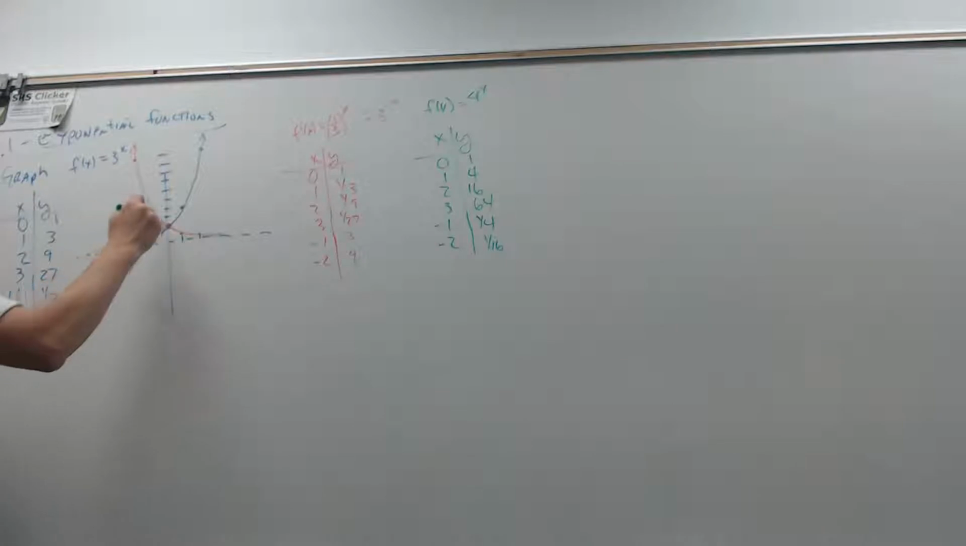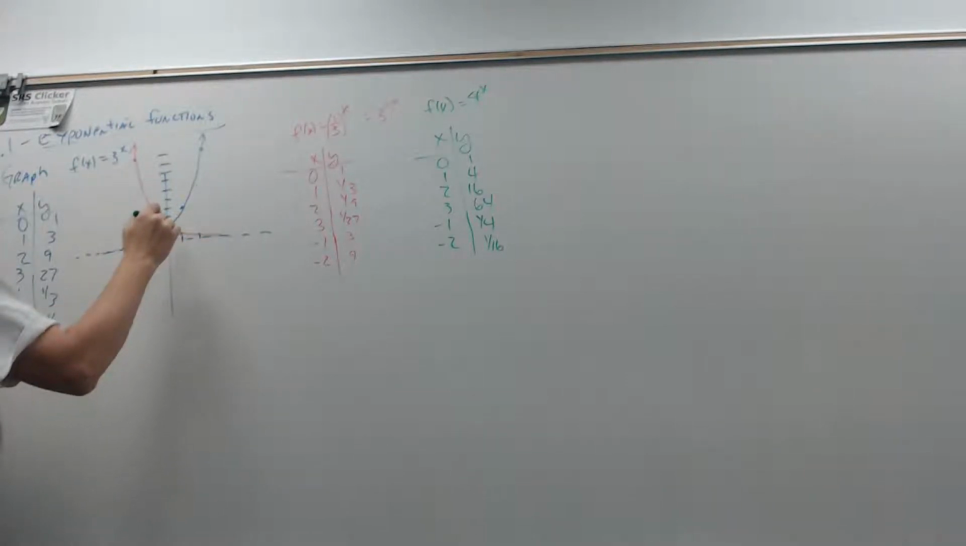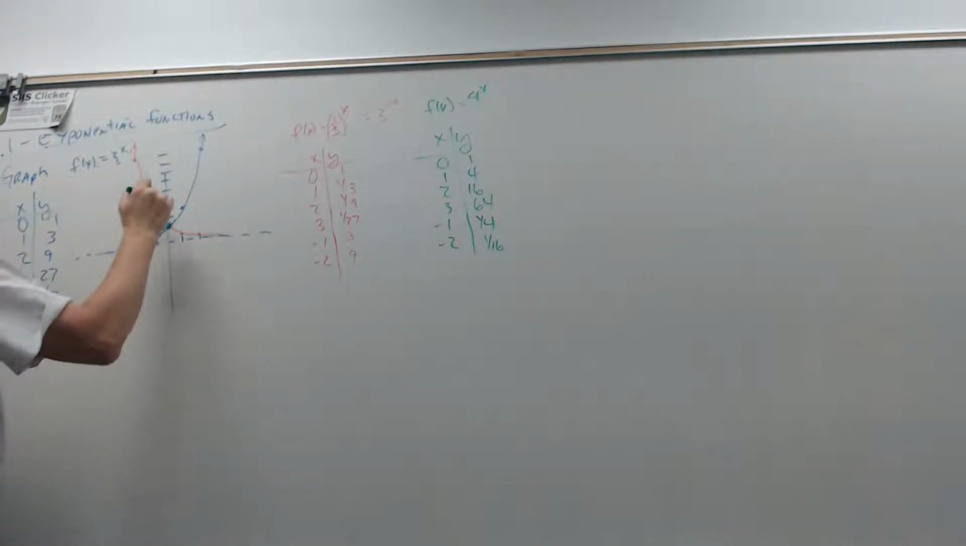Now, what do you notice? That every time it goes to the same point, right? 0, 1. So it always goes through 0, 1. Okay. 1, 1, 2, 3, 4.